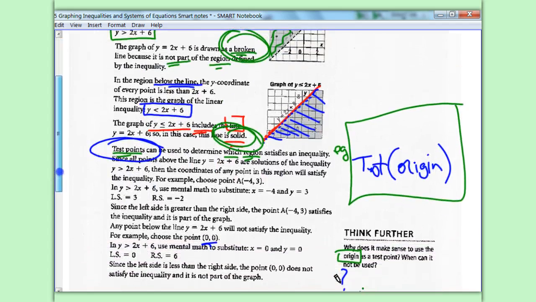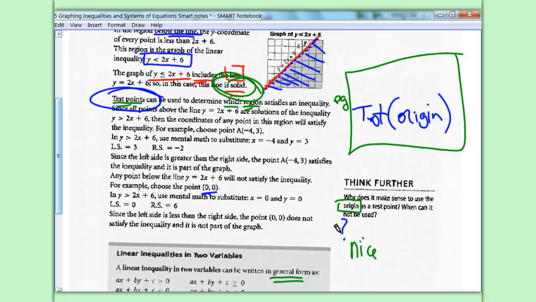The best point that you could use to test, Jaden picked 5, but the best point you could actually use to test is 0, 0. The only time that you can't use that point is when? In fact, test points never work if they are sitting where? Yep, on the line, right? So why does it make sense? Because it's nice. When can it not be used? When it's on the line, okay? So be careful with that, all right?